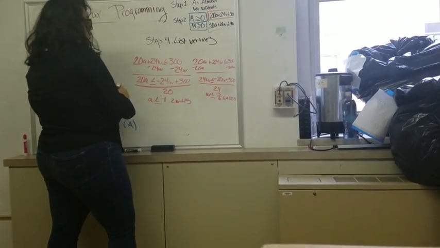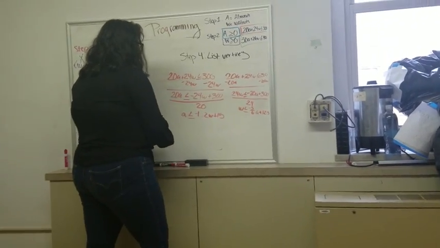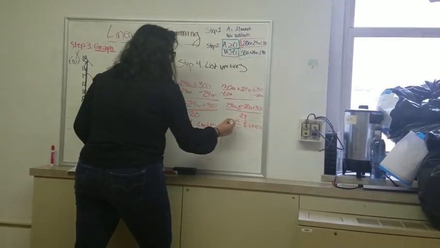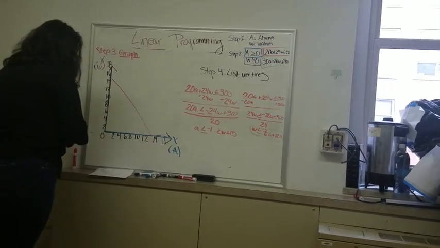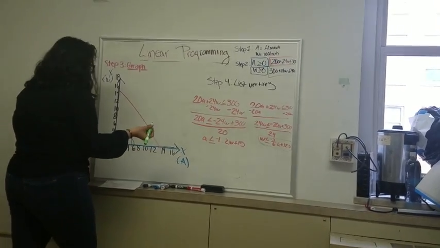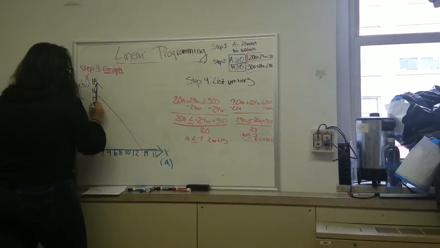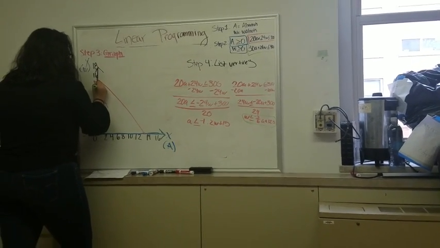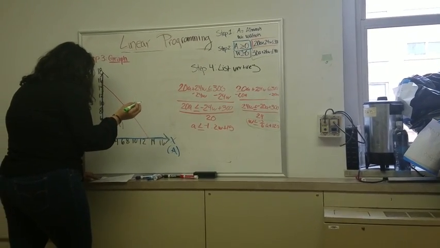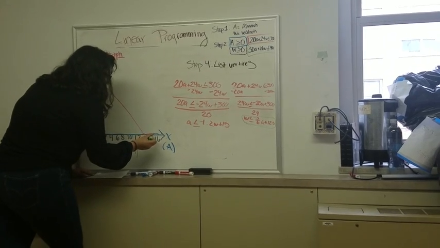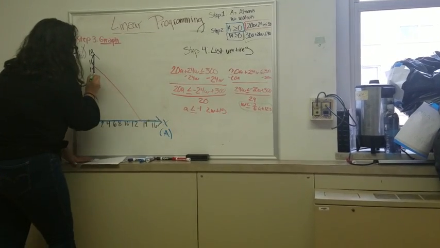For this one, let's use green, so you guys can see it. You're going to start up at 12.5, around here, and then go all the way to 15. We need to do all the math.